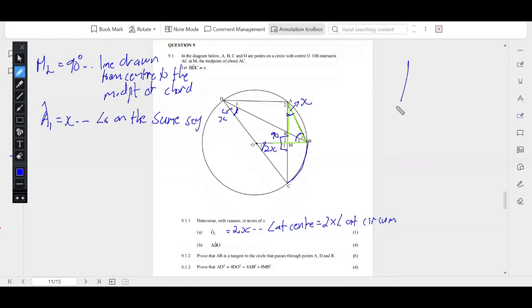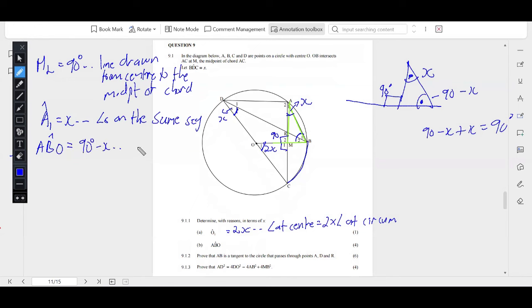But then what do we see now? If we pay attention to that green triangle, we have an exterior angle here, which must be equal to the sum of the two interior angles of a triangle. But remember, we are trying to get what this is here. So when we add this plus this, we must have the 90 here. Now, if we have X, then here we need to have 90 minus X. Now, 90 minus X plus X is exactly 90 degrees. So that means angle ABO should be equal to 90 minus X. And your reason is exterior angle of a triangle.